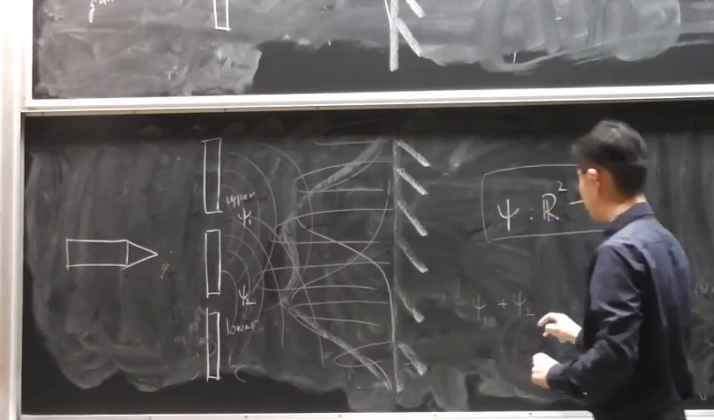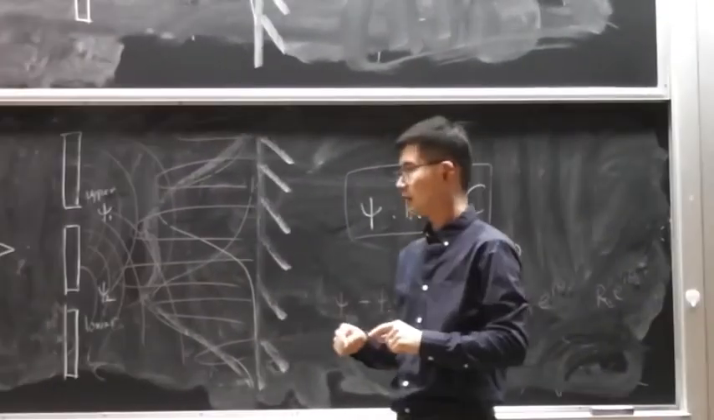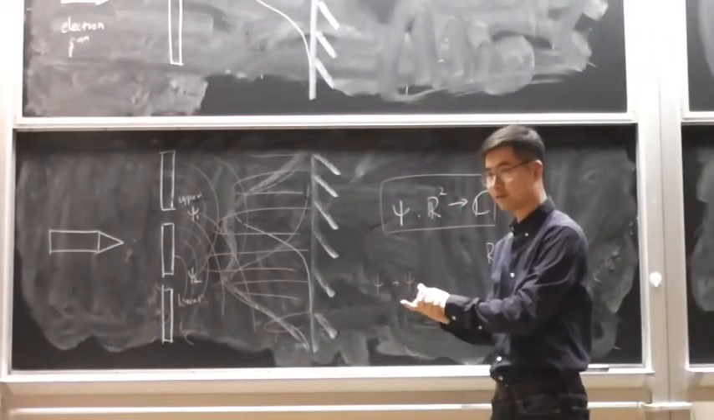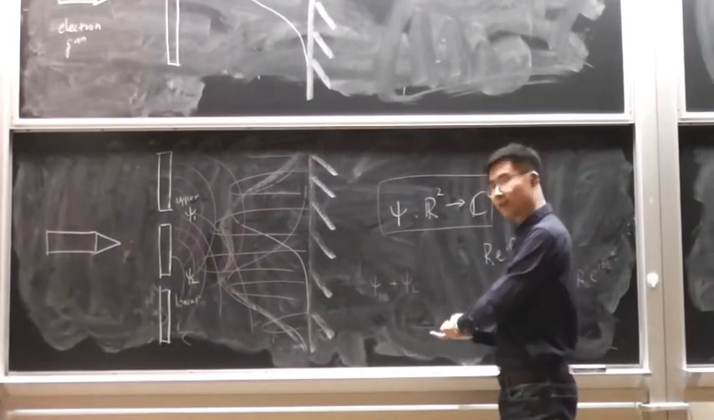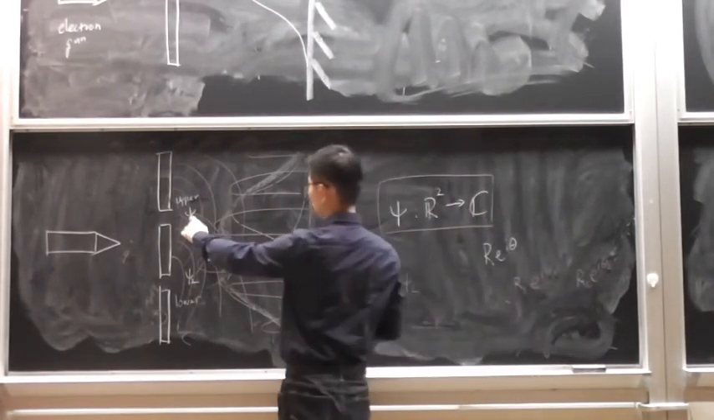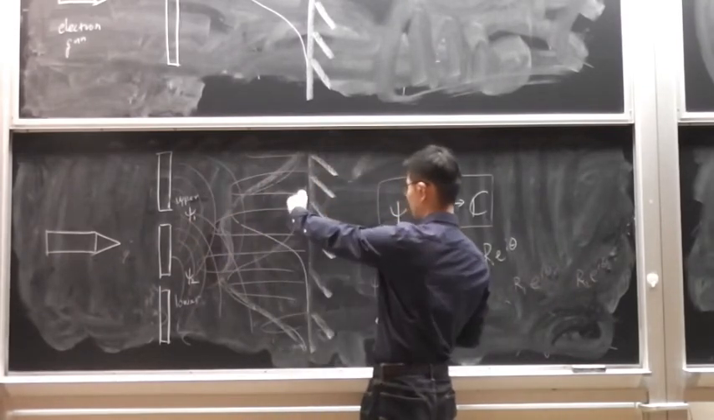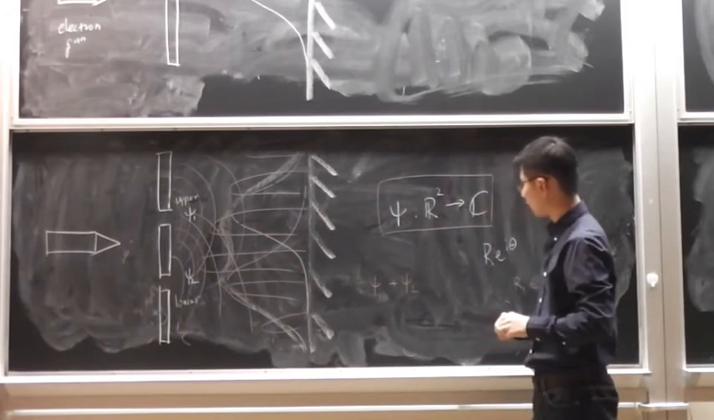Now, since psi 1 and psi 2 are complex-valued functions, we're going to have, at some points, them be in phase, to be constructive, and at some points, they're going to be out of phase, to be destructive. So some parts will be adding more to the amplitude, some parts will be adding little to the amplitude, or be zero. Okay.